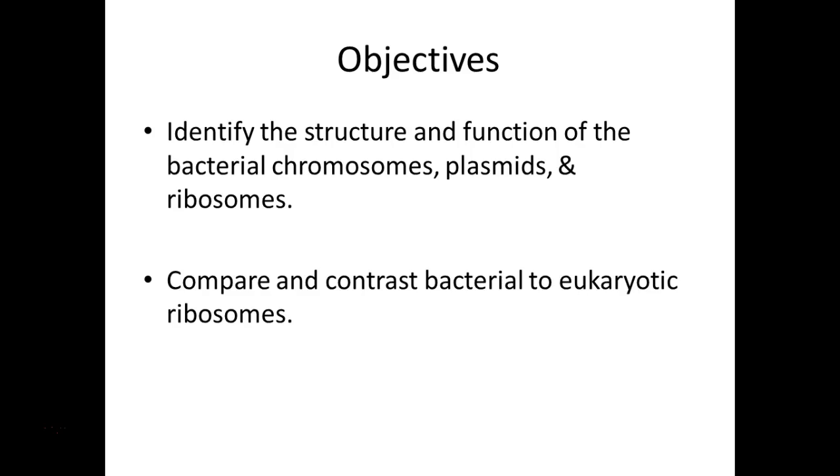So, what's the structure and function of bacterial chromosomes, plasmids, and ribosomes? And what are the similarities and differences that we see in bacterial to eukaryotic ribosomes? Now remember, way back when we talked about the 3 domains, right? And what is the domain that starts with the letter A? Archaea, B, bacteria, E, eukarya. We have these 3 groupings above kingdoms because of what information did Carl Woese study?